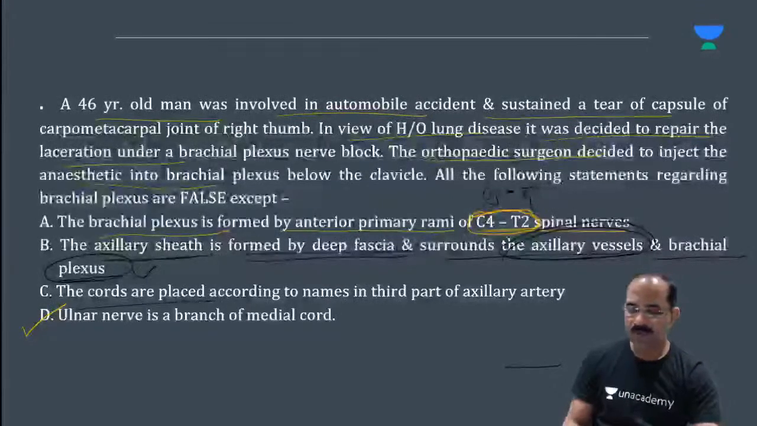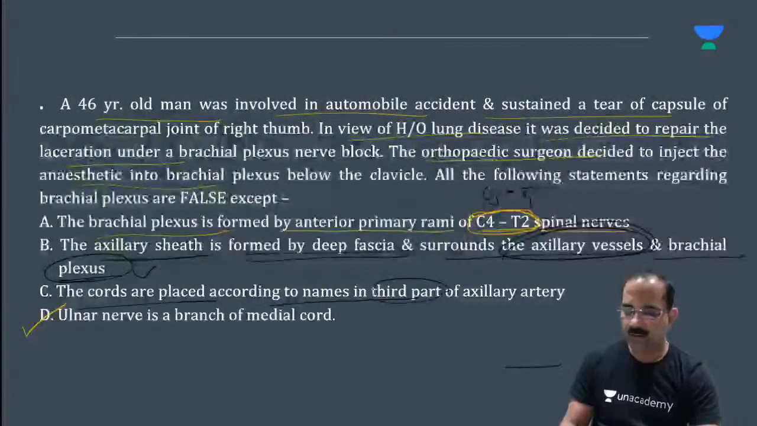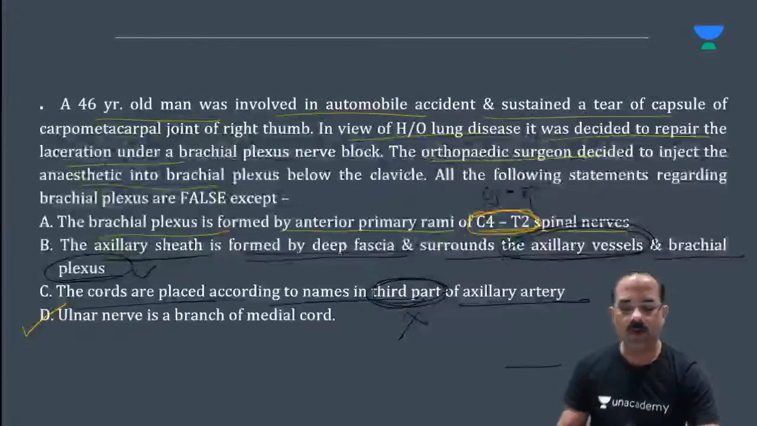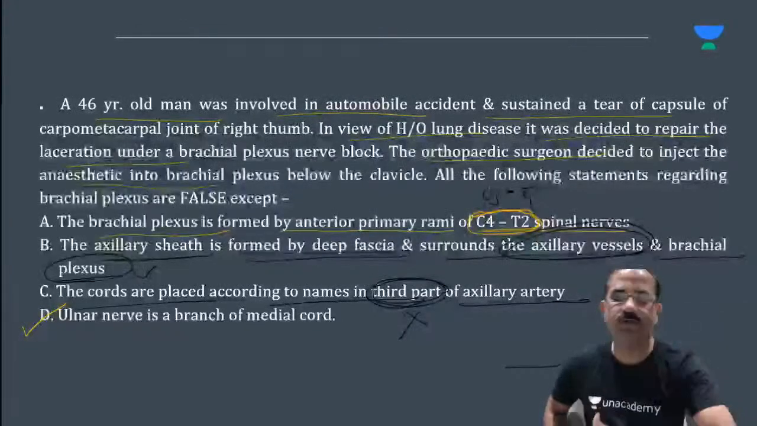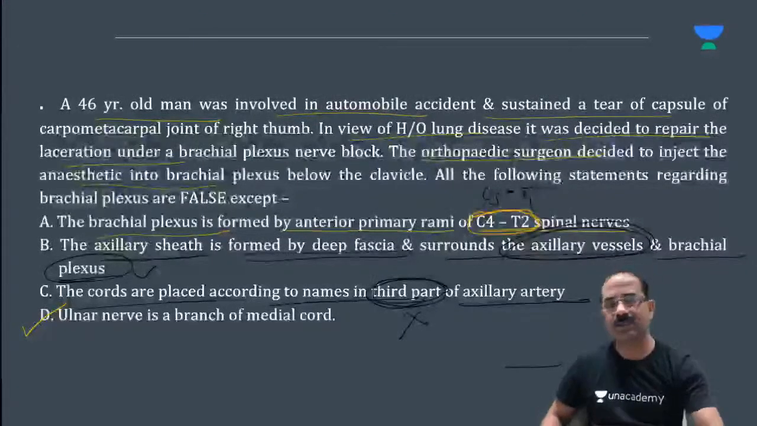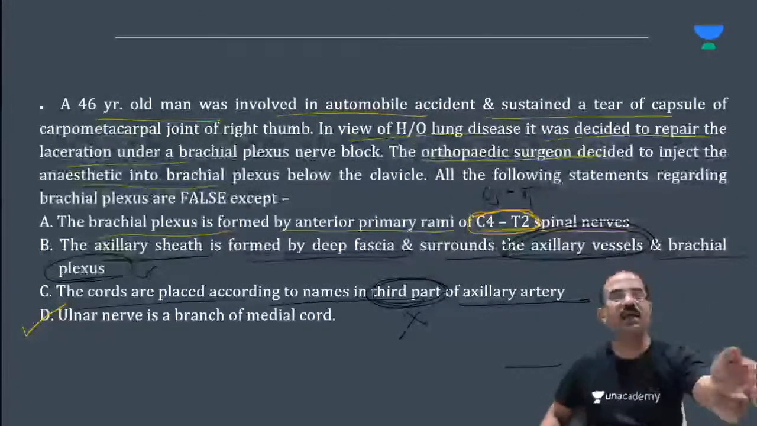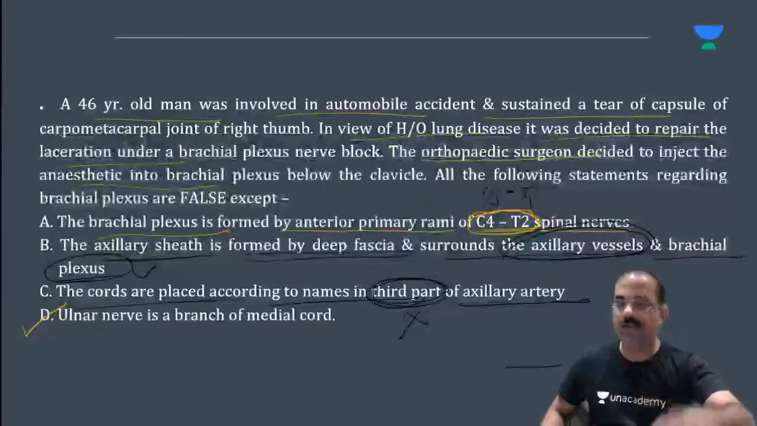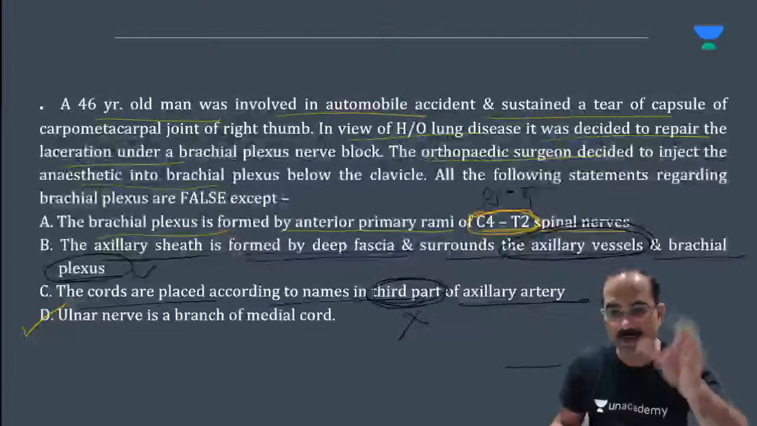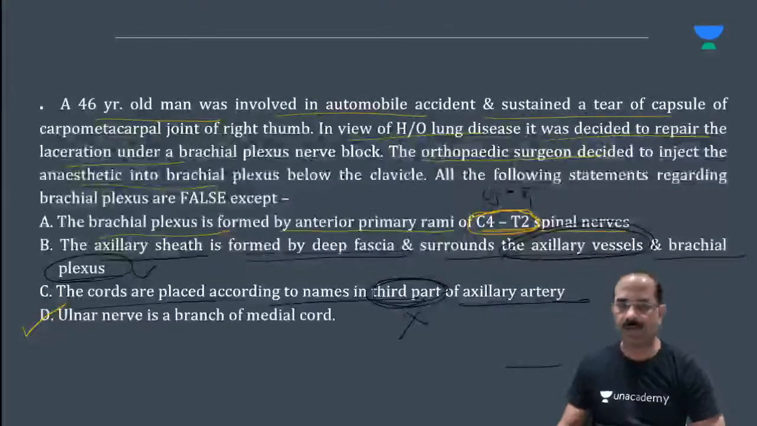The cords are placed according to their names in the third part of the axillary artery. That's wrong. The cords are present in which part of the axillary artery? Can anyone answer this? The cords of the brachial plexus are present in the first and the second parts of the axillary artery. First and second parts make cords of them. And what do we get in the third part? Nerves. In the third part we get the nerves.